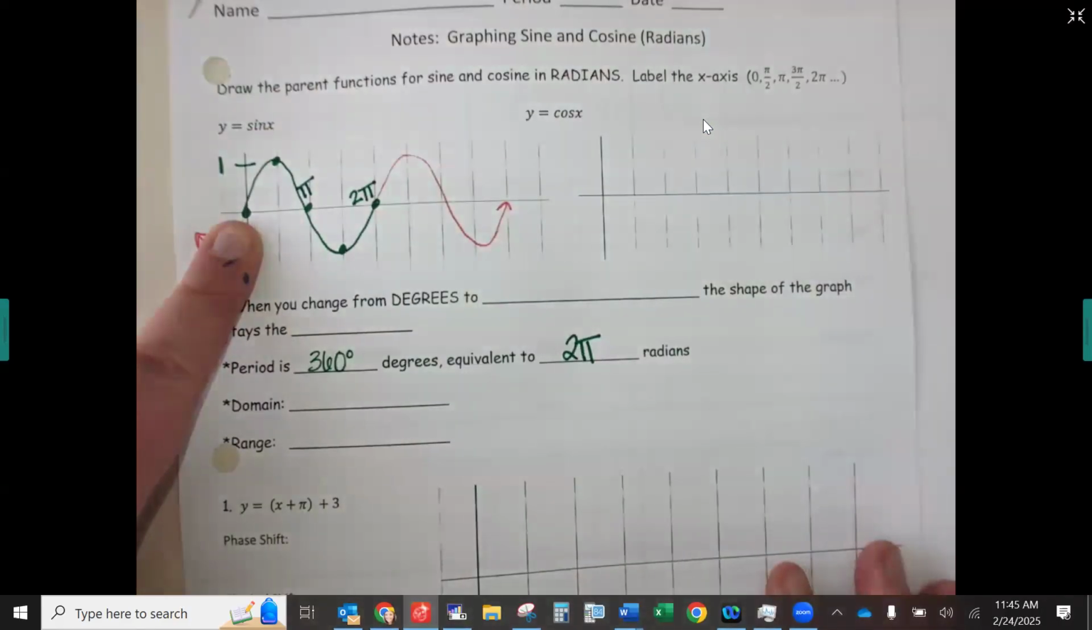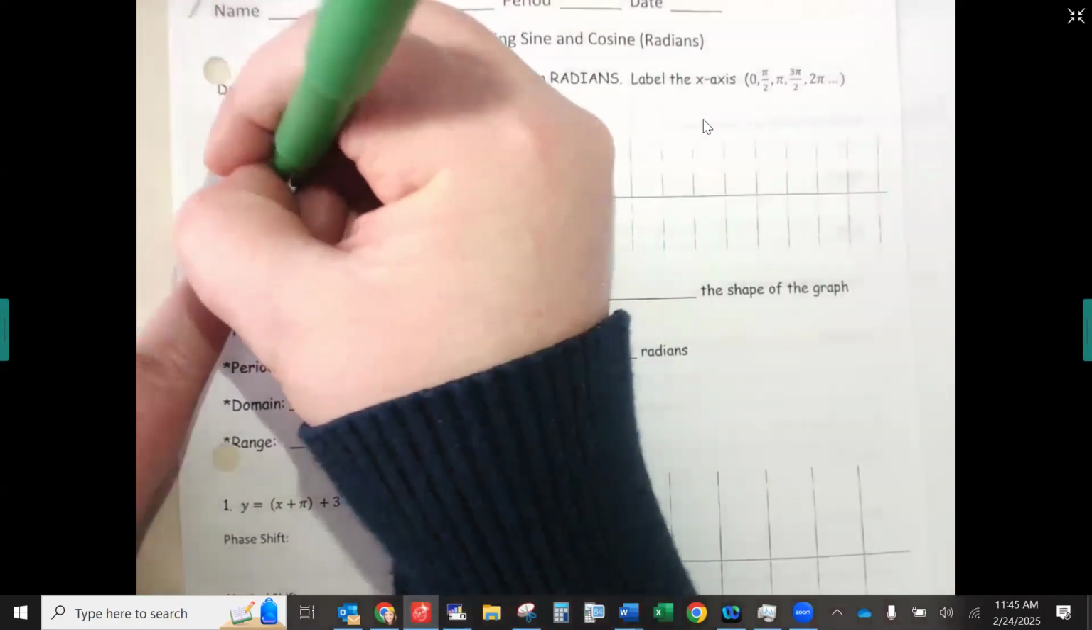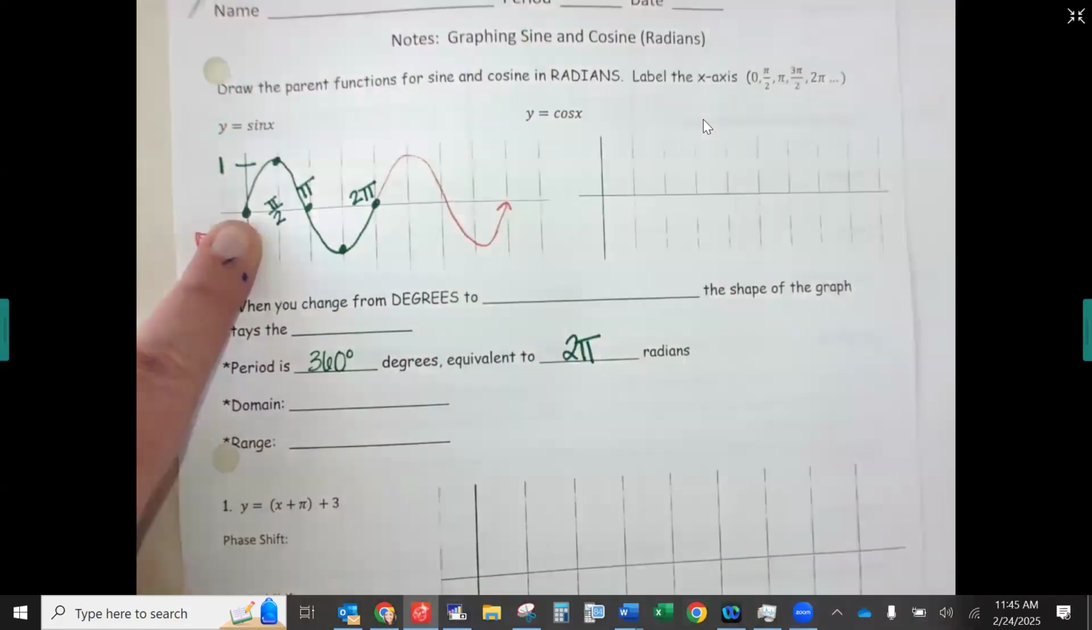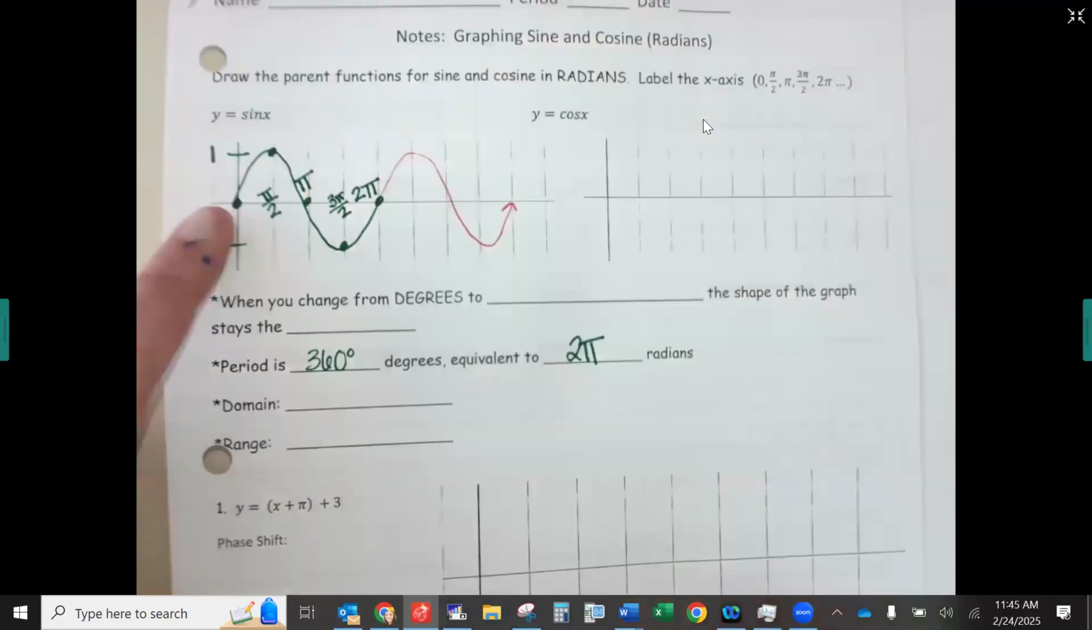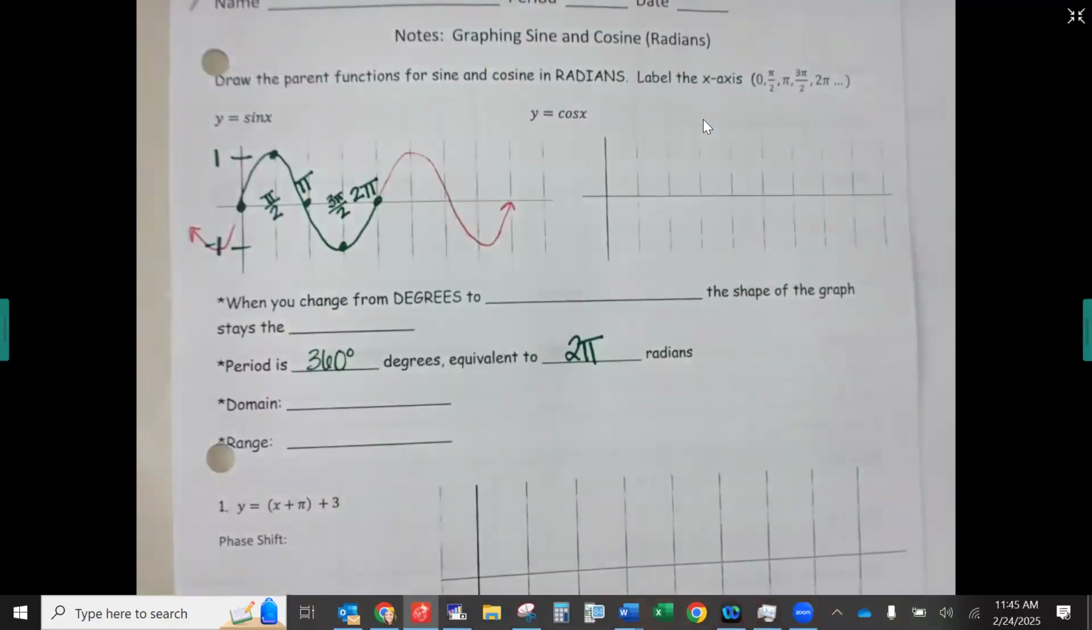Okay, and then we're not going to break it down too much, but this would be half of a pi, or pi over 2. And then this would be 3 pi over 2, which would be the same as 1 full pi plus an extra half. Okay. Remember, cosine is the exact same shape.